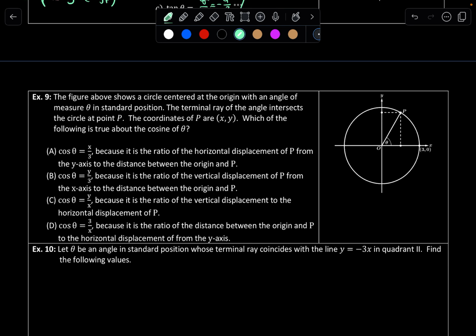Example 9 looks lengthy, but once we dig into the multiple choice, it's pretty straightforward. The figure, shown to the right, shows a circle centered at the origin with an angle of measure theta in standard position. The terminal ray of the angle intersects the circle at point P. So we're talking about this one here, quadrant 1. The coordinates of P are x and y. Which of the following is true about the cosine of theta?